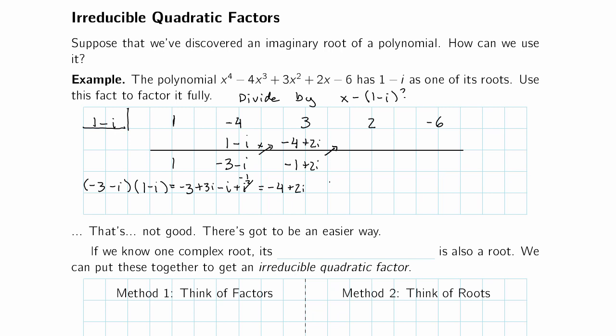And now we've got to multiply again. So -1 plus 2i times 1 minus i. That's -1 times 1 is -1. -1 times -i is plus i. 2i times 1 is plus 2i. 2i times -i is minus 2i squared, which is the same as plus 2. So we'll have -1 plus 2 is 1. i plus 2i is 3i. So we've got 1 plus 3i. Add those up, and we've got 3 plus 3i.